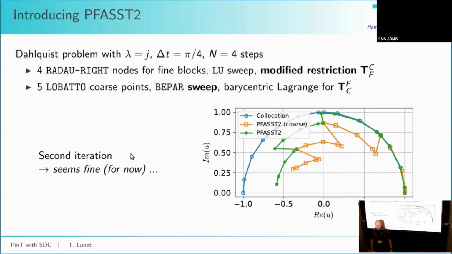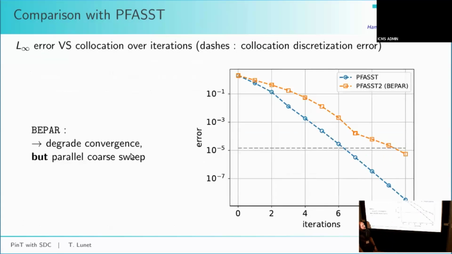Good. So now let's try to converge. So not looking at figures, but let's try to look at errors. So that would be the error over iterations. So that's my PFASST iteration. And that's the same iteration. The PFASST 2, I don't know how to name that.